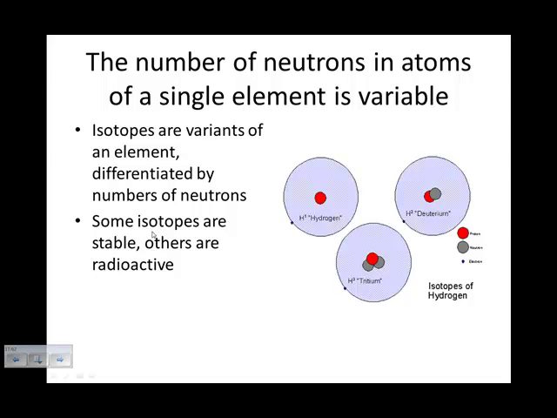There's another one here, tritium, right? Tritium is still what element? Hydrogen. It's still hydrogen, and yet its atomic weight is 3, right? Because it has 2 neutrons. So what we see here, if we look at hydrogen in the periodic table, its average atomic mass is 1.01. So what does that mean?